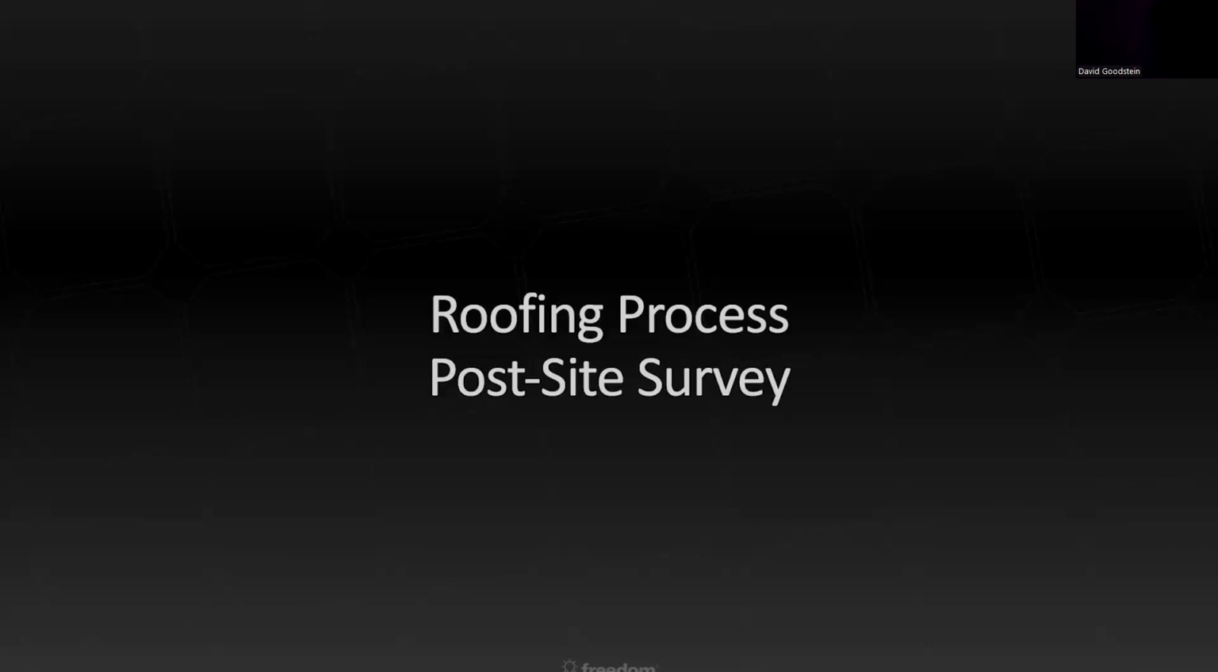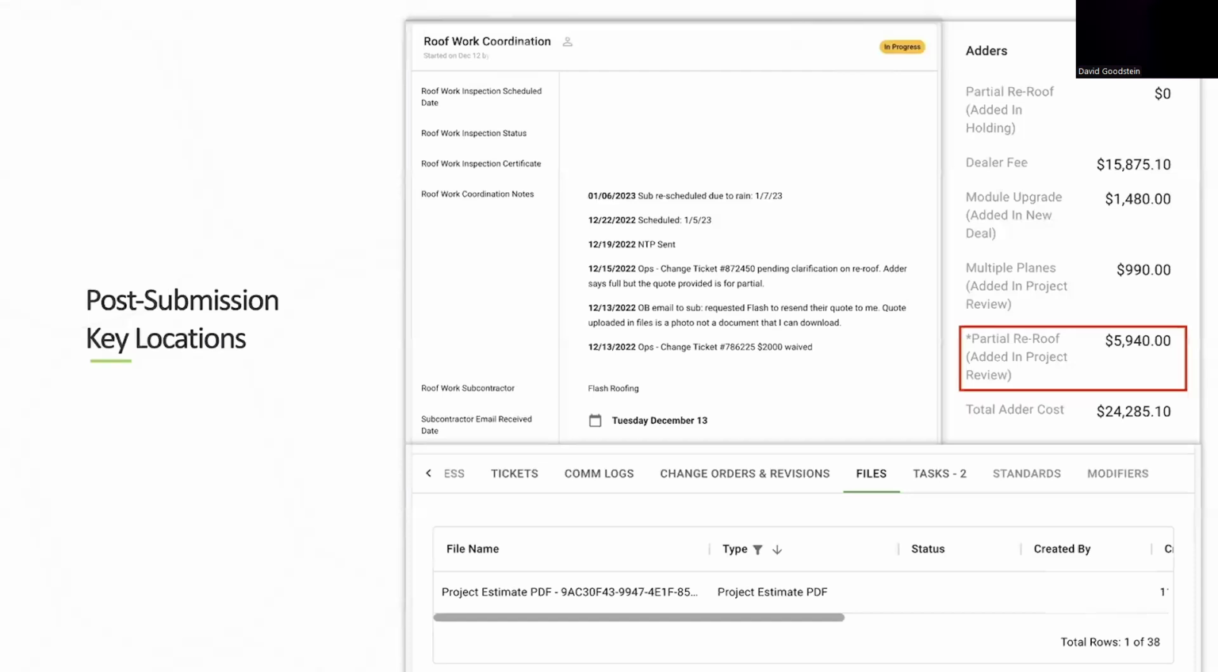So what does the roofing process look like post-site survey? Here are 3 key images that we've included, some locations where you can find information about the project in Lightspeed. The picture on the top left is from the pipeline tab in Lightspeed. When you click that and go down to roof work, this is a good spot to check on information about the roof work process, dates that are added, what's going on in the timeline of the roofing process.